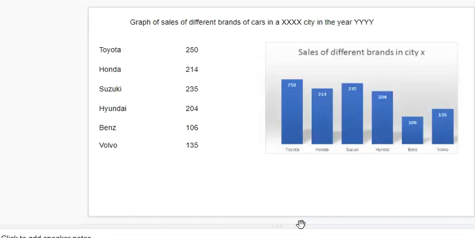Now this is an example. We have 6 brands of cars sold in a particular city, and that is shown as a bar diagram. The sale of Toyota does not depend on Honda, so they are all mutually exclusive. That's why there is a gap between all the bars.